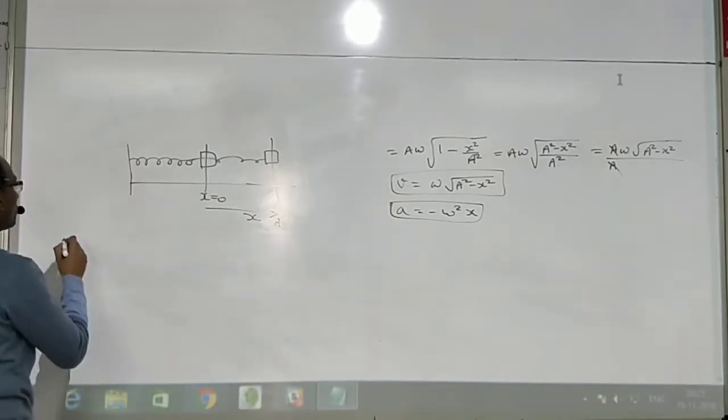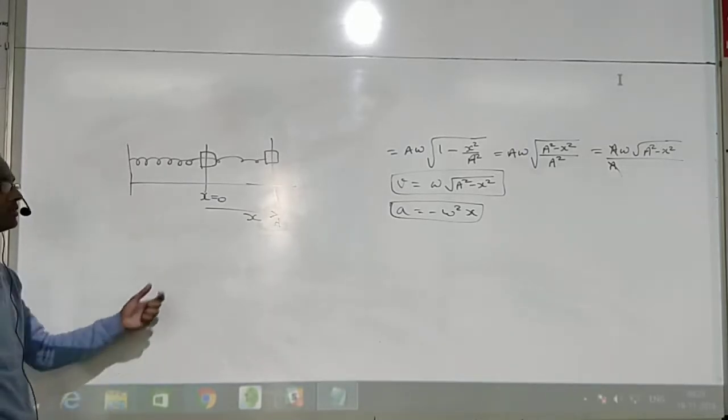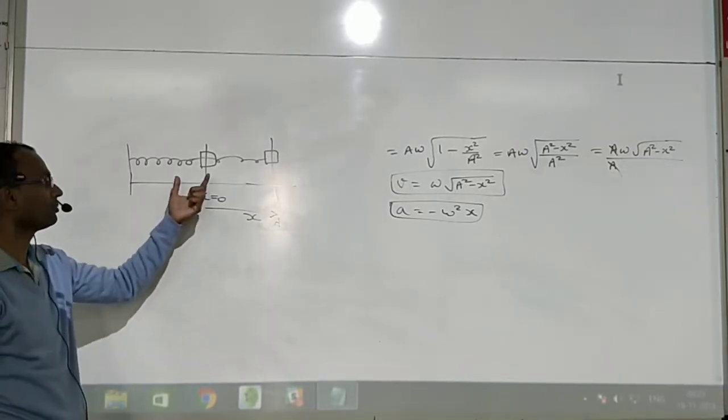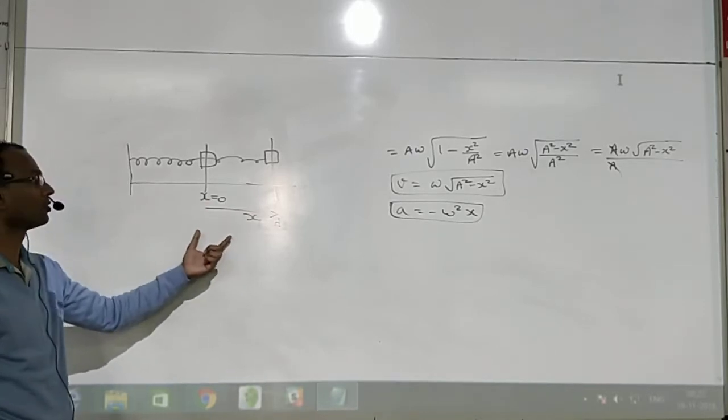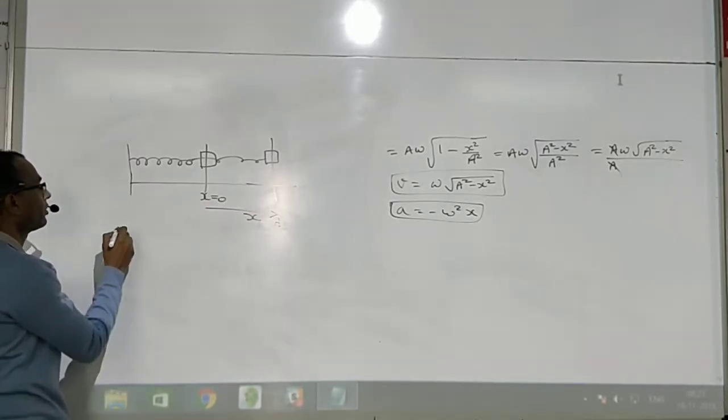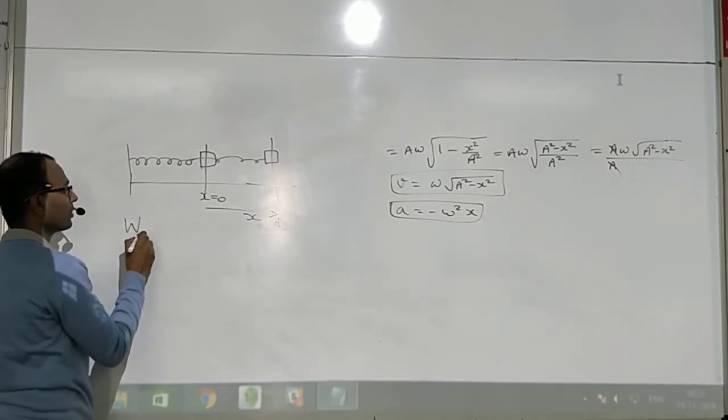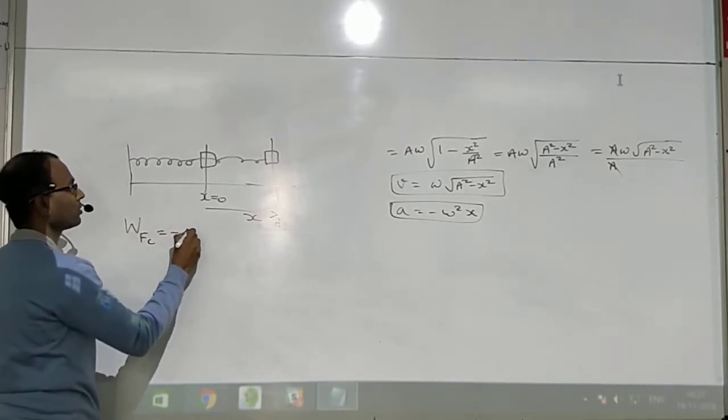So now let's find out the potential energy which will be present in a spring mass system when it has a displacement of x from its equilibrium position. To do that, we'll use the fact that work done by a conservative force is equal to minus delta U.